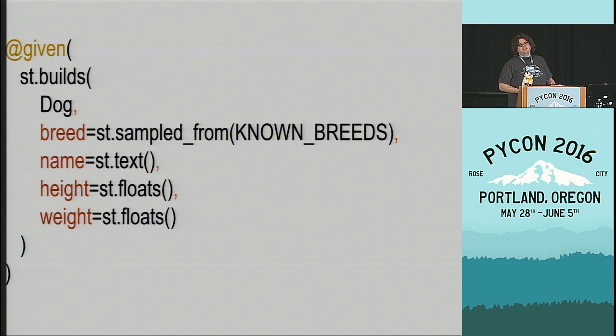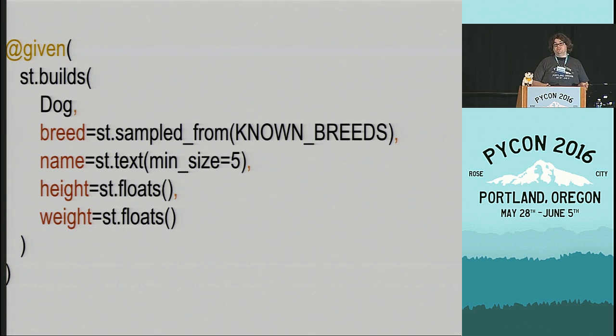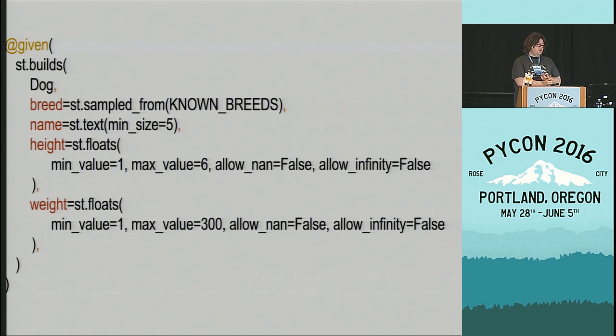Name, chances are you don't want to deal with the empty string. So you put in some limits on that. You say, I want at least 5 characters. That's fine. And then for height and weight, I put in floats. And if anyone works with floats, they know they're more complicated than just decimal numbers. I obviously don't want infinity. I don't want NaN, and I've got a min and max value.